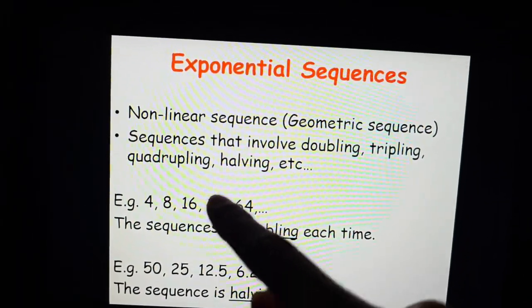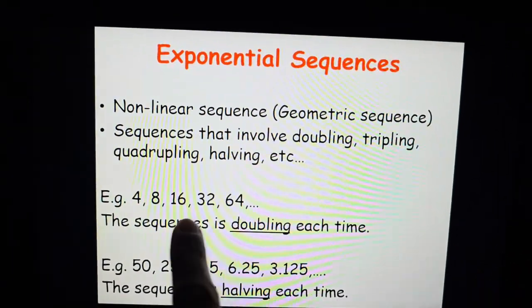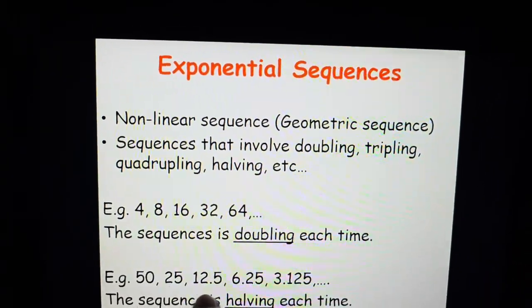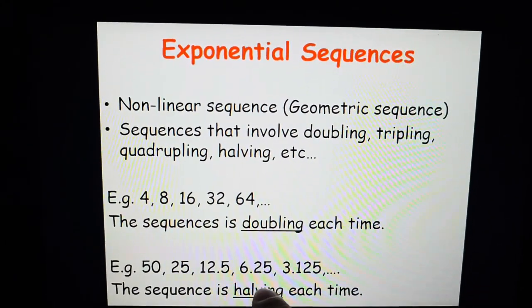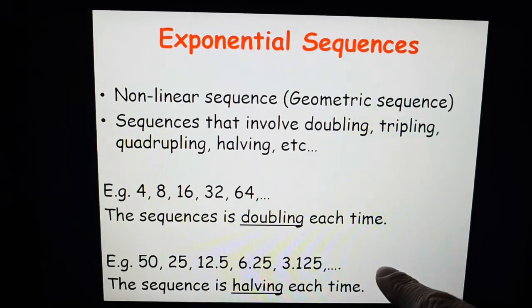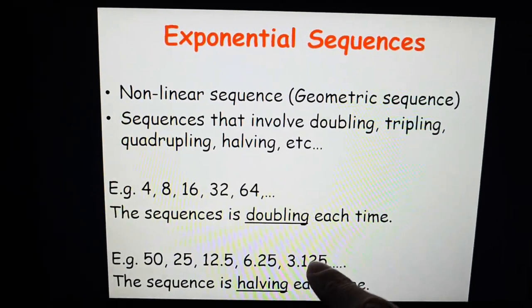This would be an exponential growth function because it's getting bigger and bigger and bigger. It'll grow towards infinity. This is an exponential decaying function because it's getting smaller and smaller. It's halving every single time, which means it's tending towards zero eventually. It'll never actually reach zero though, because we keep halving the previous number to get the next number.